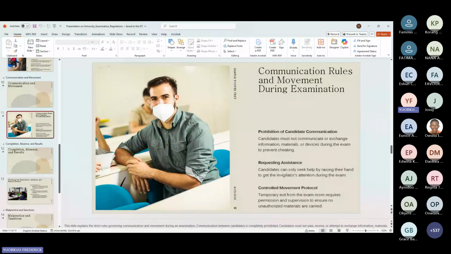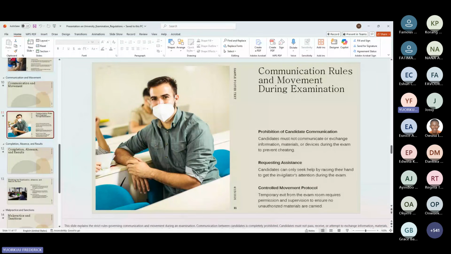Otherwise, if you are caught communicating, they are going to report the two of you that you have communicated. And there's a sanction to that if you are communicating in the exam hall. And when I say exam hall, I also mean the IA hall too, when you are writing interim assessments. You have to always ask for permission to do that. Candidates can also seek help by raising their hand to get the invigilator's attention during the exam. So you just raise your hand, they will come to you.